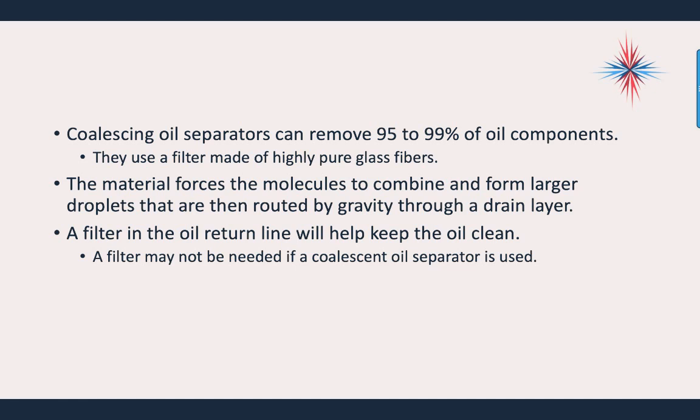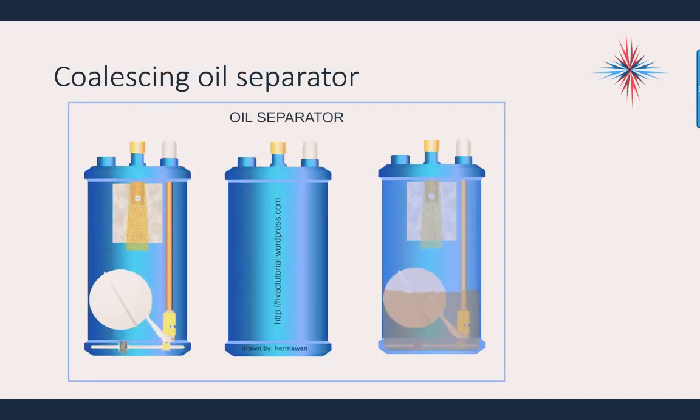They usually have a filter made of highly pure glass fibers. The material forces the molecules to combine and form larger droplets that are routed by gravity through a drain layer. A filter in the oil return line will keep the oil clean. A filter may not be needed if a coalescent oil separator is used, as it filters based on the glass fibers. Okay, this is an example of a coalescing oil separator.